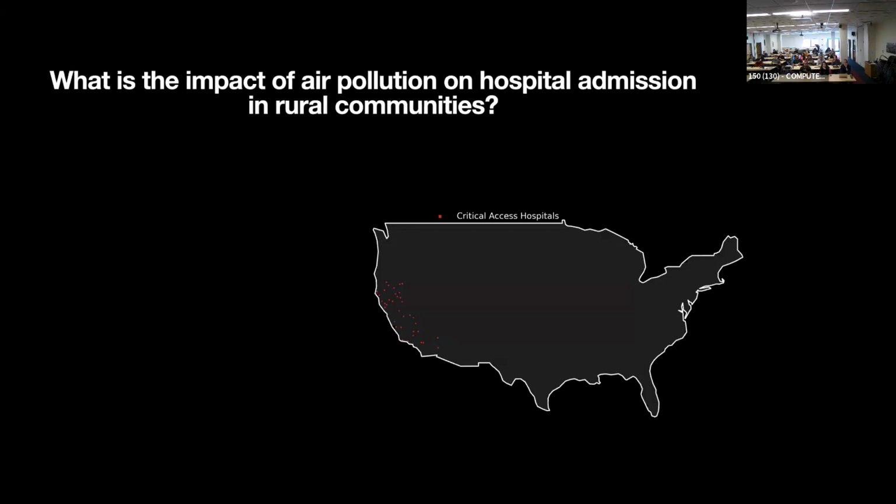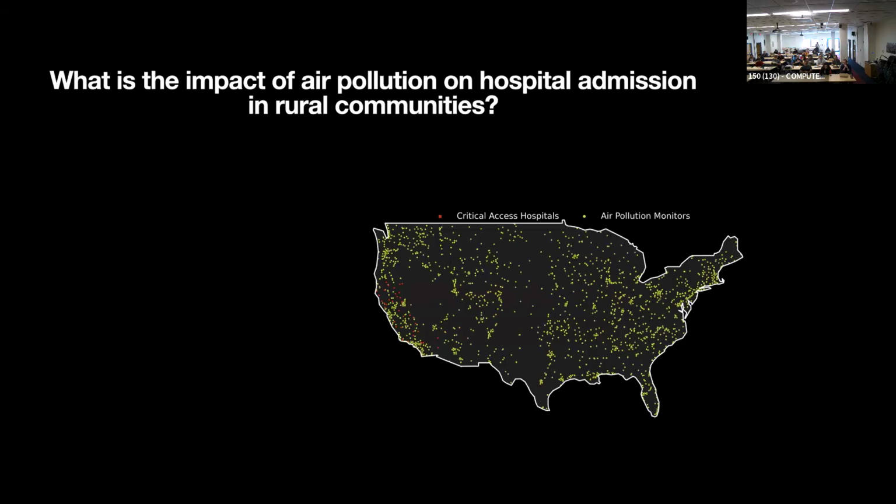As a motivating problem, we'll think of this question: what is the impact of air pollution on hospital admissions in rural communities? On the map of the US, I've labeled in red these critical access hospitals, which are an important part of rural healthcare systems.